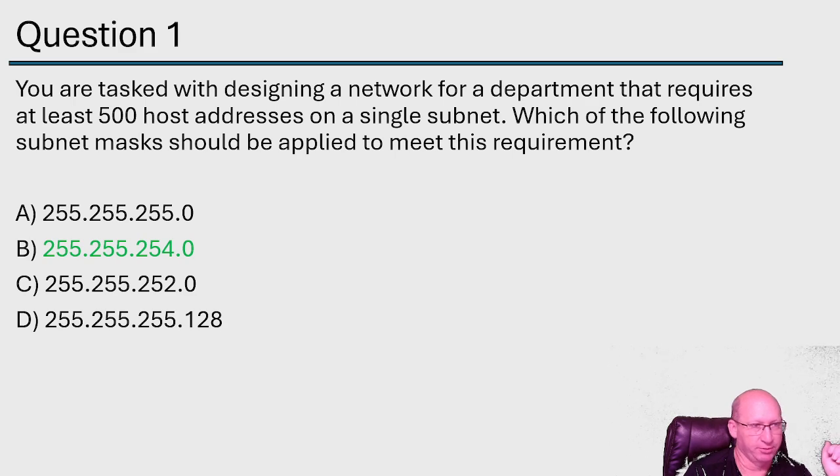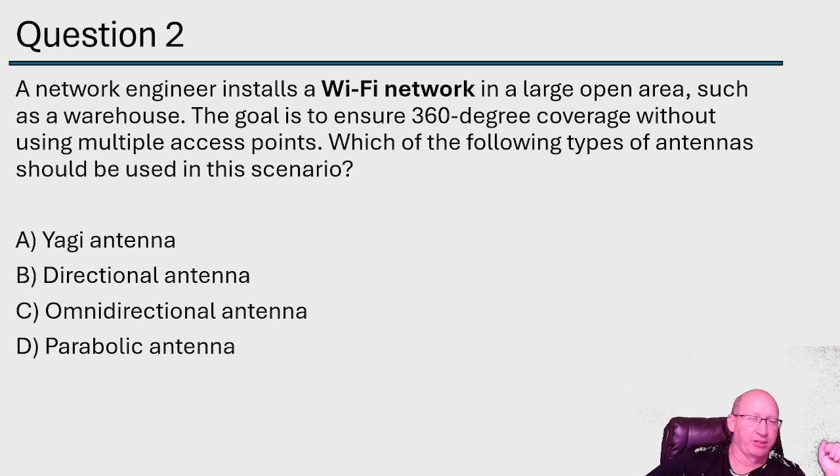Question number 2. A network engineer installs a Wi-Fi network in a large open area, such as a warehouse. The goal is to ensure 360-degree coverage without using multiple access points. Which of the following types of antennas should be used in this scenario? I feel like this is one that you either know or you don't know. It really is, right? We remember when we go through Network Plus, you're really pressured for time. You really are. It's not a think about kind of exam.